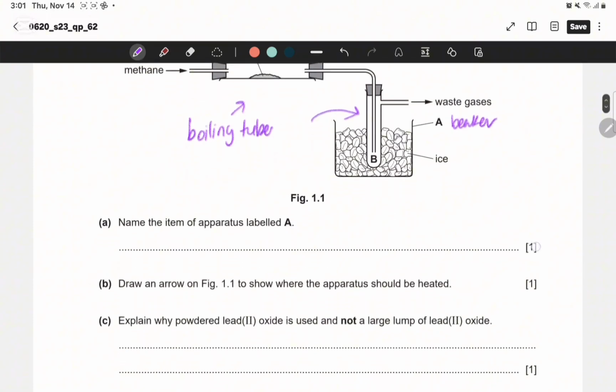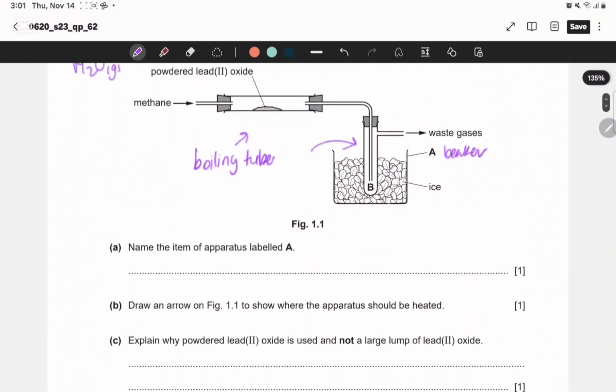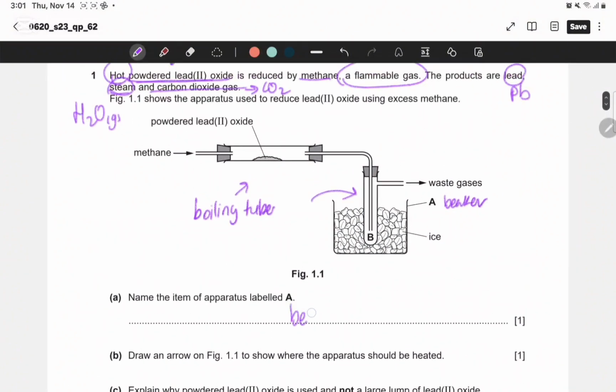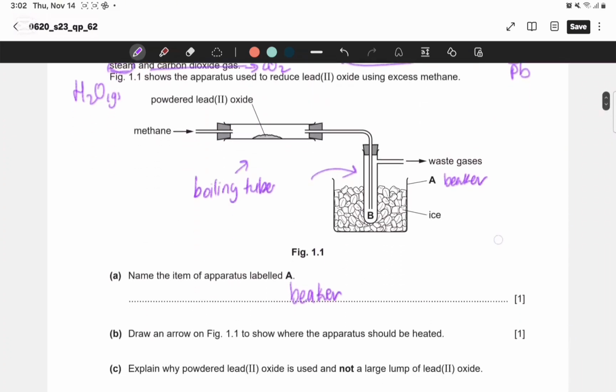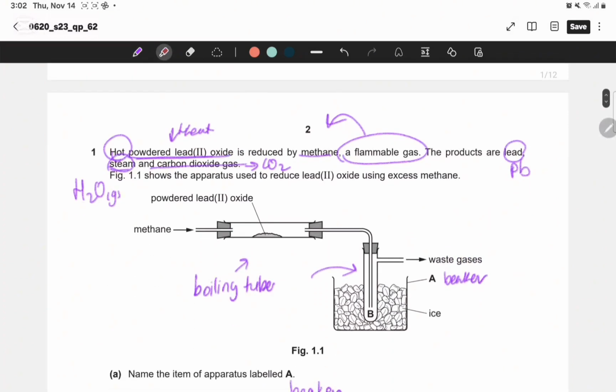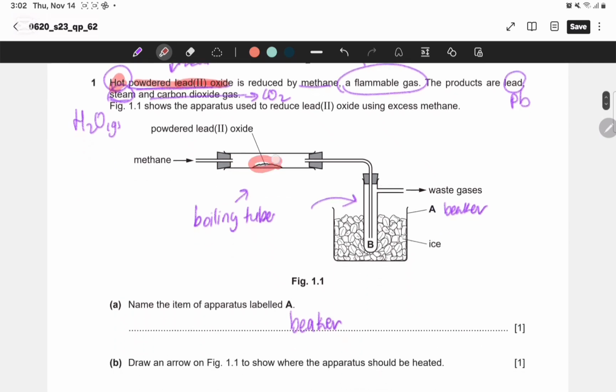Okay, so name the item of apparatus labeled A. We already said it's a beaker. Beaker. Draw an arrow on figure 1.1 to show where the apparatus should be heated. Now if we read the question again, hot powdered lead oxide. So what needs to be heated? The lead oxide. Where's the lead oxide? Over here. So where do we draw the arrow? Over here. Okay?